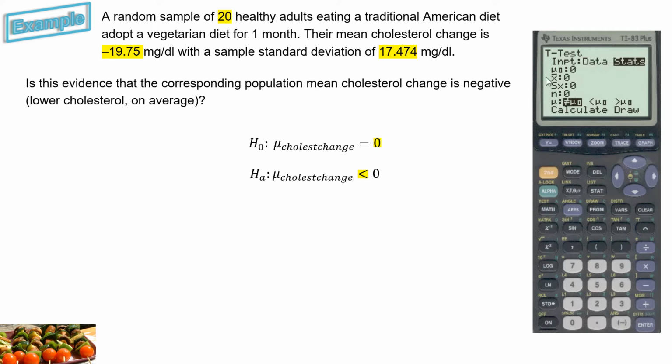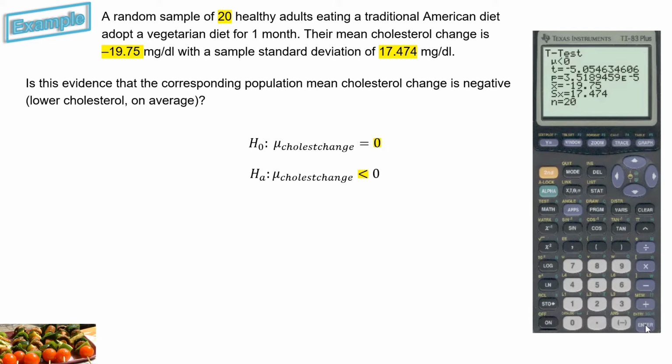Mu0 is the value of mu according to our null hypothesis. So in this case, it is 0. X bar was negative 19.75. Sx is the sample standard deviation, 17.474. N is the sample size, 20. The alternative hypothesis is that mu is less than 0, so the second option. And that gives us the following output.